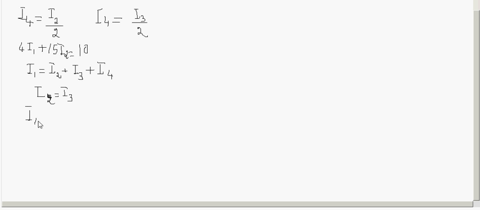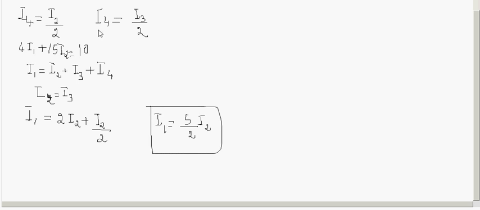So if I substitute I2 equal to I3 here, I will get I1 equal to I2 plus I3 plus I4, with I3 equal to I2. So 2I2 plus also I4 is I2 by 2. And this will give us I1 is 5 by 2 I2. Okay, now we have I1 is 5 by 2 I2.